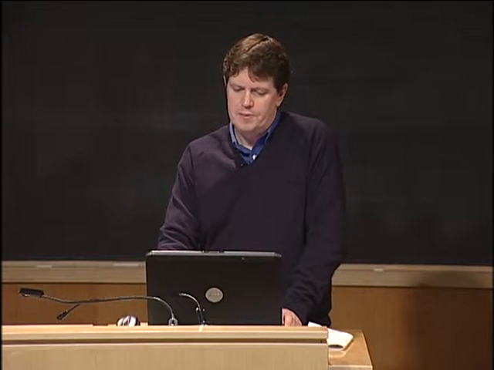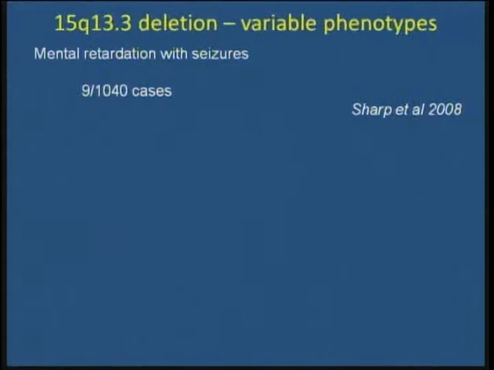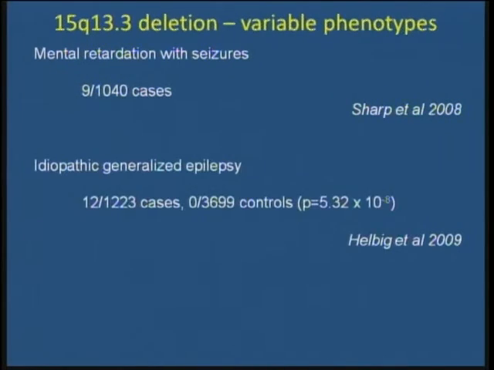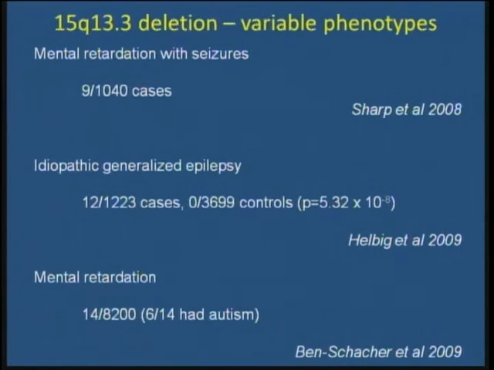This mutation is also associated with a variable phenotype. Work from Evan Eichler's lab showed that 9 out of 1,000 cases with mental retardation and seizures carried the exact same deletion. This was followed up with a study of epilepsy, which showed the mutation was associated with idiopathic generalized epilepsy. And finally, it's also been shown to be associated with mental retardation and autism. 6 of the 14 cases in the final study had autism spectrum disorders.